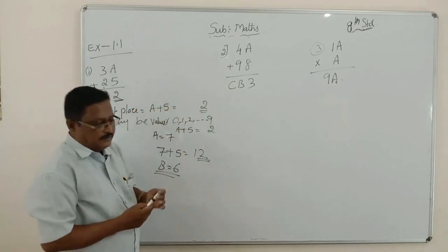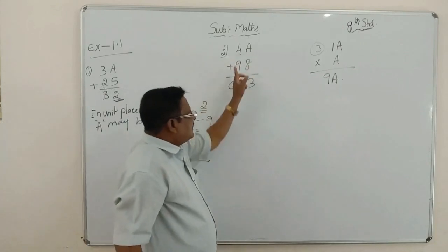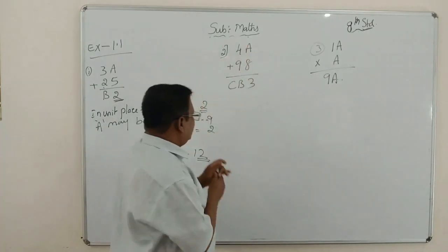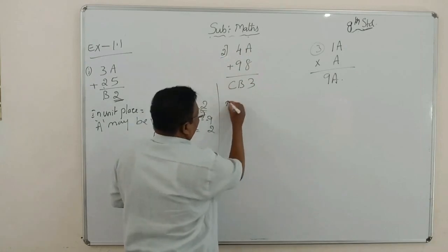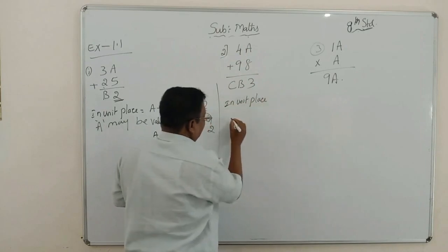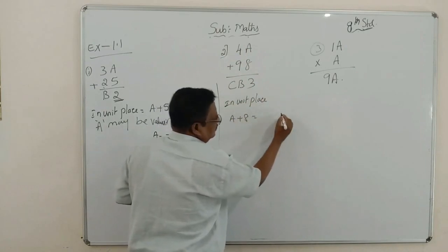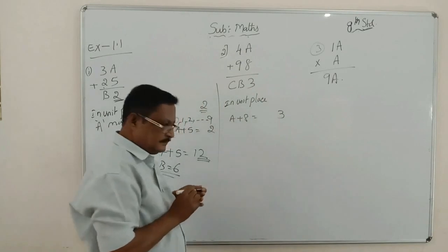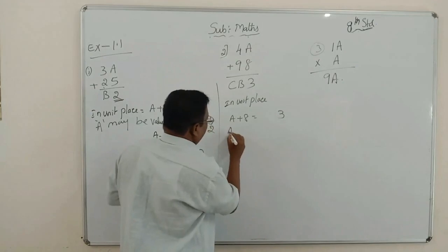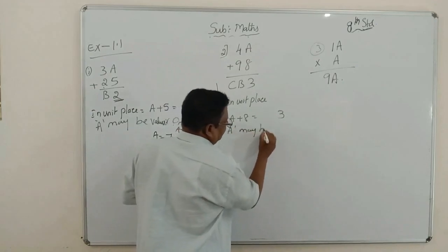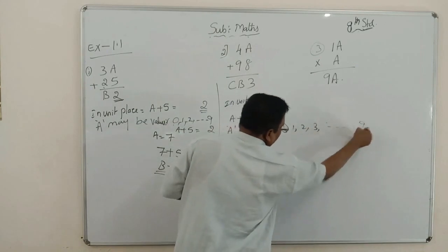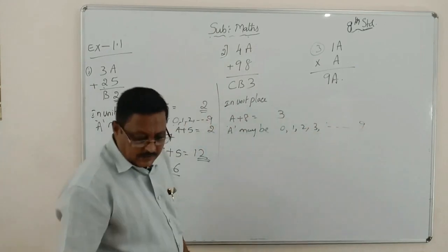Next, second one. Here 4a plus 98. Here A plus 8 in unit place. See here in unit place, A plus 8 is equal to 3. Here A may be values of 0 to 9. A may be 0, 1, 2, 3, up to 9. Which value is suitable for A?